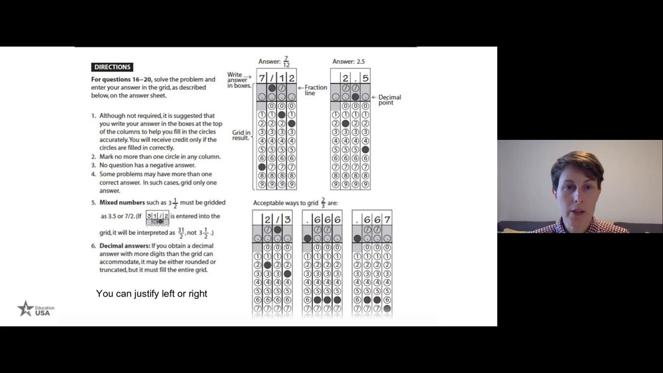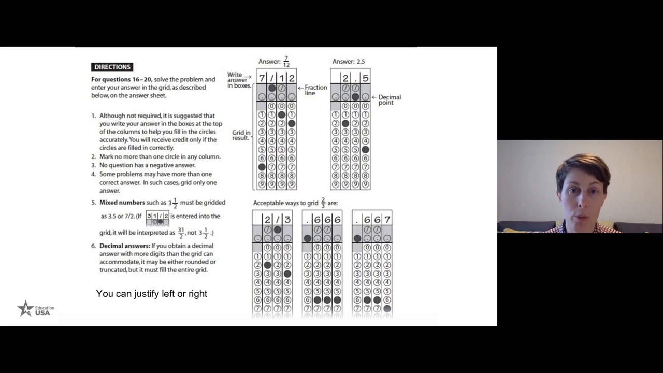When it comes to grid-ins, there's a lot of parameters, so it's important to understand them so you're not wasting time reading these rules, of course. I'll read through these and I'll answer any questions that you might have. Although not required, it's suggested you write your answer in the boxes at the top of the columns to help you fill out the circles accurately. You will only receive credit for the circles being filled in accurately. So yes, it's a good idea to write in the answer choices.